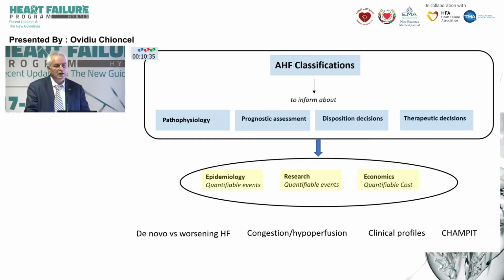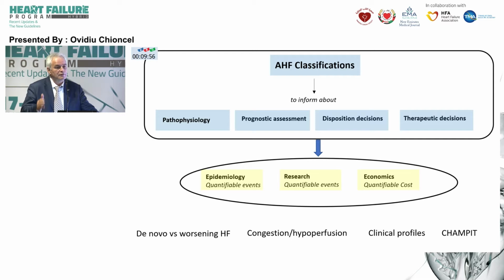In terms of classification, and I will try to go very fast to gain some time for the next speakers, any classification should consider pathophysiology, prognosis, disposition, decision, and for sure, management. And at the end of the day, a good classification should inform about epidemiology, should give some insights into future research studies, and provide data about economics. And in 2021, we have 4 classifications.